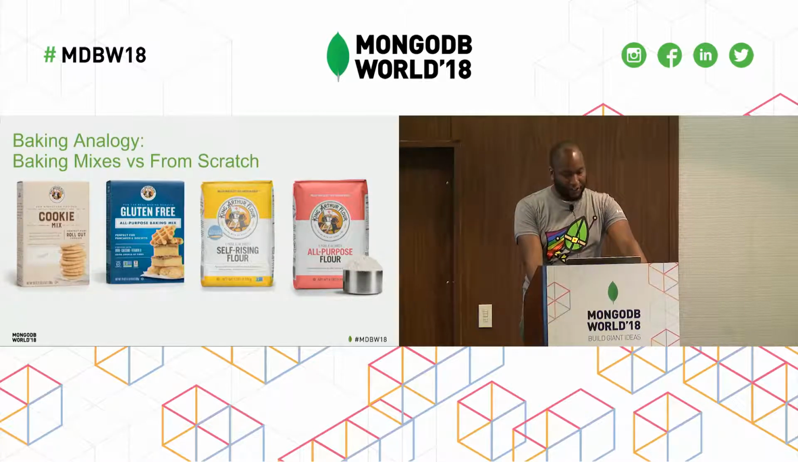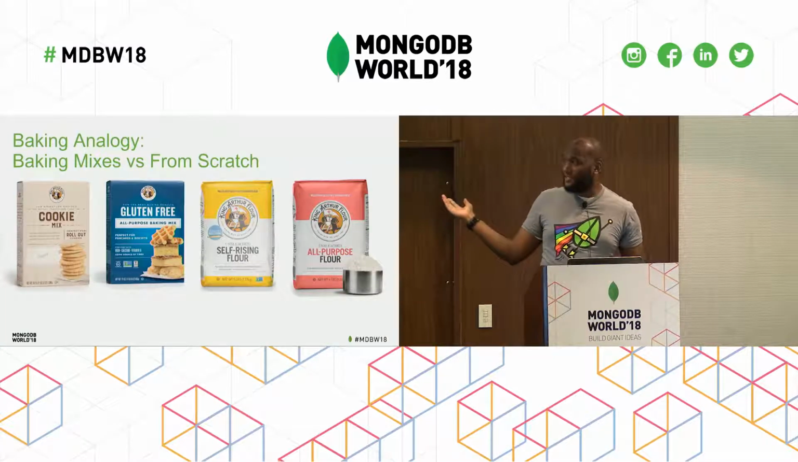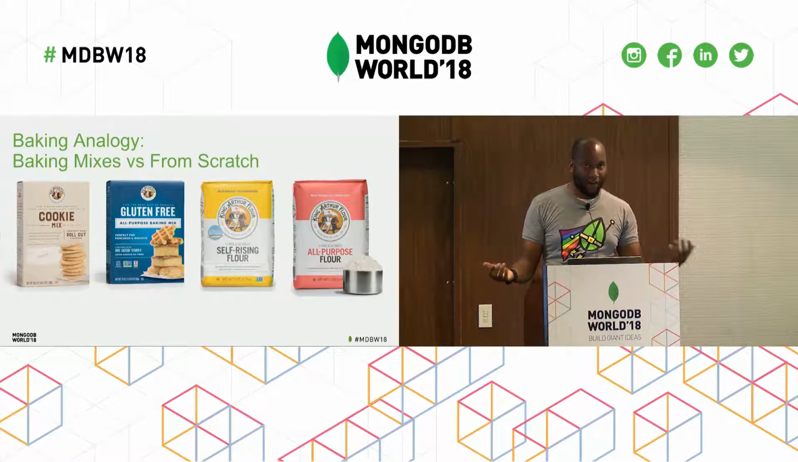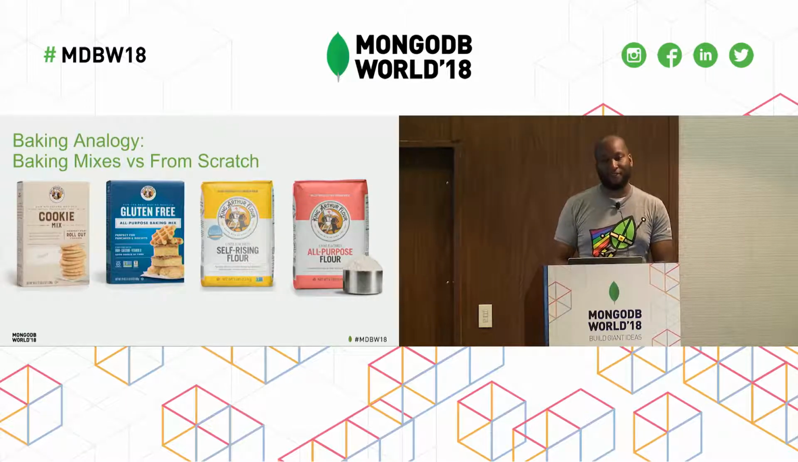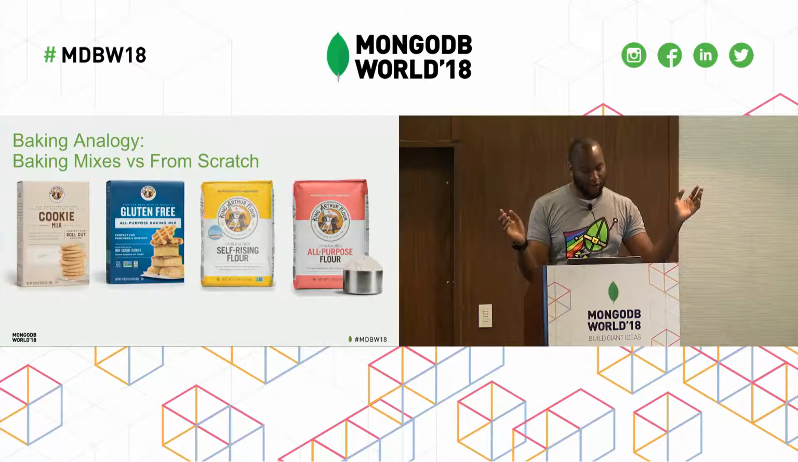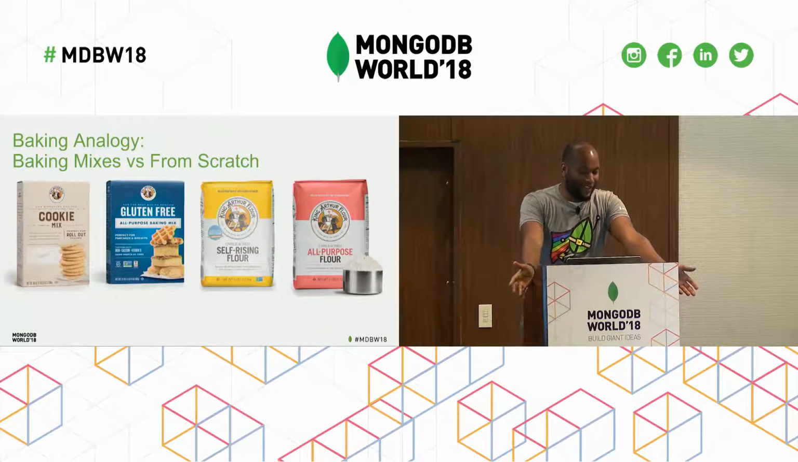So the baking analogy. There's a range of things you can buy at the store that will allow you to produce some sort of baked good. On the far spectrum, you have cookie mix. Cookie mix is easy. Pick up a box, add eggs and butter, you're good. But you can only really make cookies with this, right? You can't make cornbread with this or waffles. That'd be a little weird.